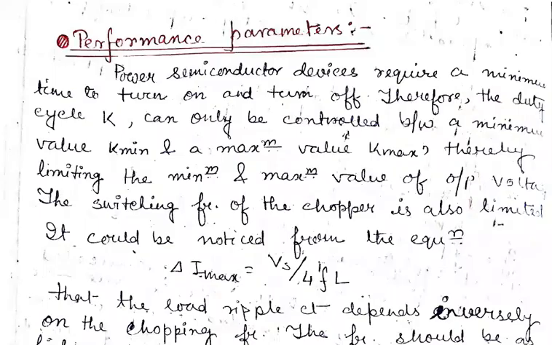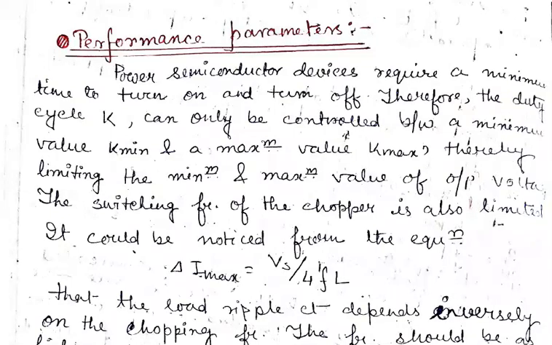Today we are going to discuss the performance parameters of the chopper circuit. Power semiconductor devices require a minimum time to turn on and turn off. In a chopper, there is a term called duty ratio or duty cycle, which is nothing but the ratio of on time to the total chopping time.